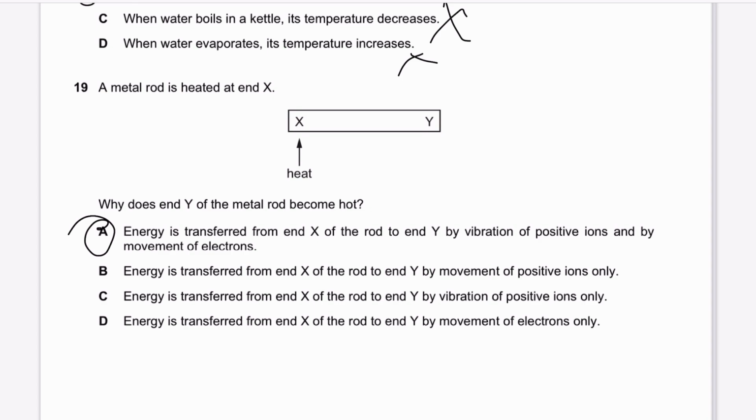Energy is transferred by the movement of positive ions only. Incorrect. Positive ions do not move. Vibration of positive ions only. Yes, vibration of positive ions occurs, but not only. Electrons also move. Movements of electrons only. It is true, but not only. Ions will also move.